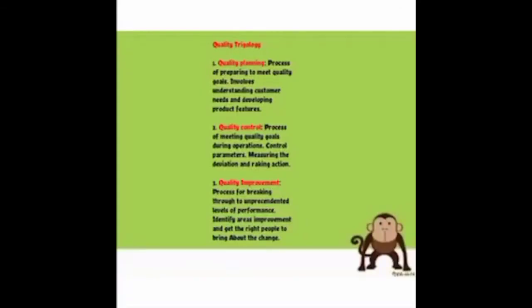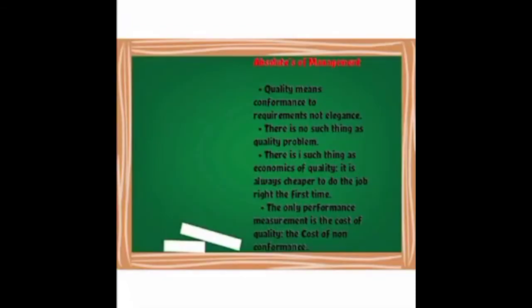The quality trilogy. Quality planning: the process of preparing to meet quality goals, involving understanding customer needs and developing product features. Quality control: the process of meeting quality goals during operations, controlling parameters, measuring the deviation and taking action. Quality improvement: the process for breaking through to unprecedented levels of performance, identifying areas for improvement and getting the right people to bring about the change.